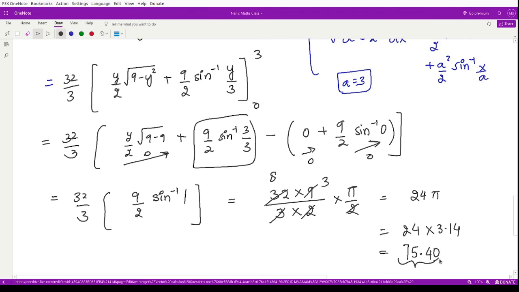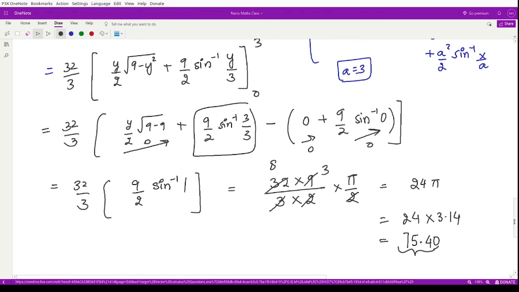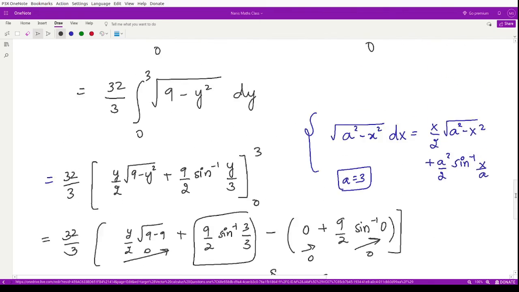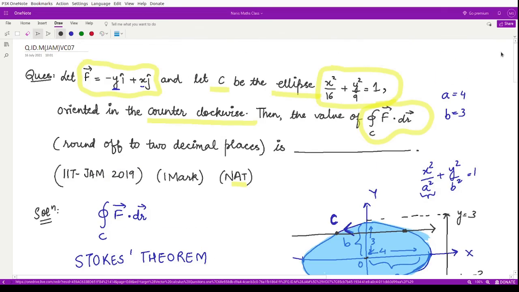So this would be your final answer, because you are required to calculate the answer in the numerical answer type, up to 2 decimal places correct. So this is your final answer, 75.40. So let's substitute it here, 75.40. So this is your final answer.